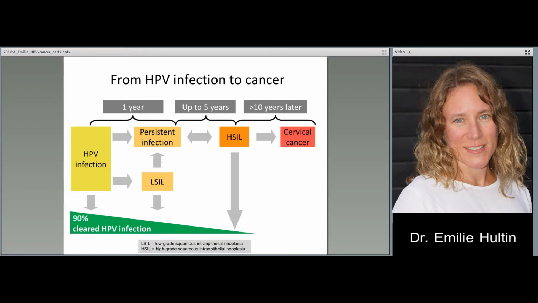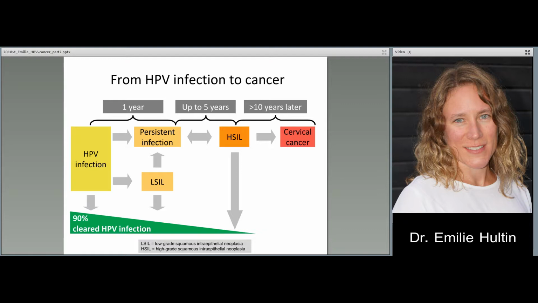So when HPV infection occurs, usually the HPV infection is cleared after 1 year, and 90% of all HPV infections are actually cleared after 5 years. But sometimes the HPV infection becomes persistent, and then cells are transformed into neoplasia. First, they transform into lower grade squamous intraepithelial neoplasias, but after about 5 years, some of these low grade lesions can become higher grade lesions.